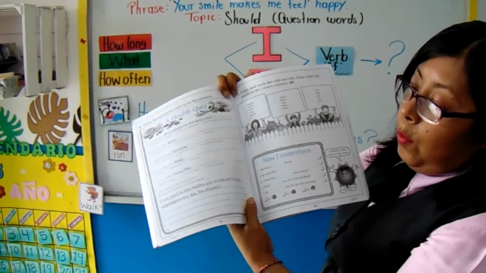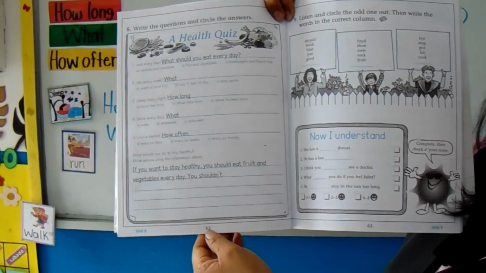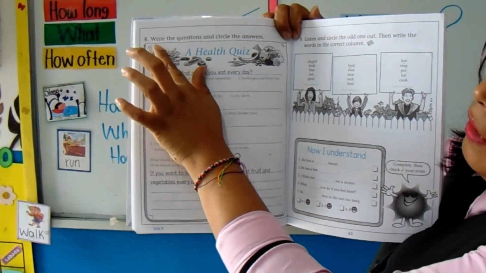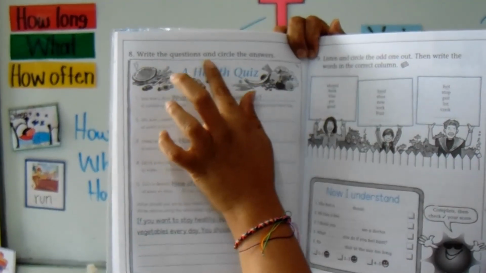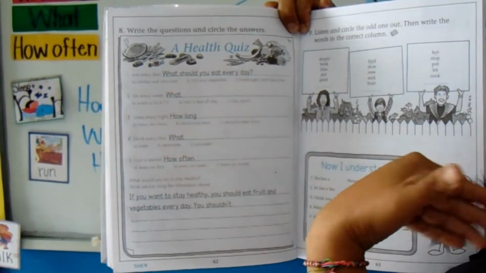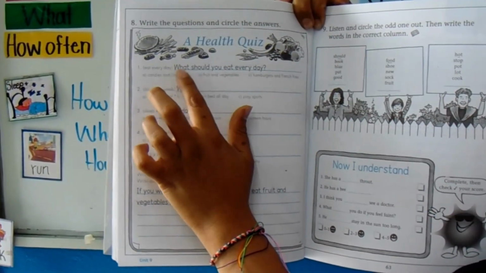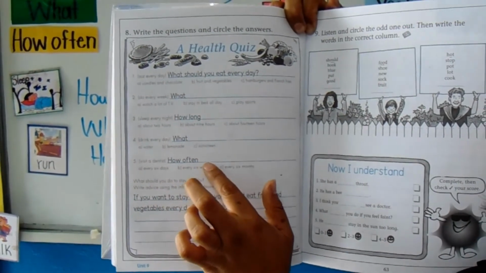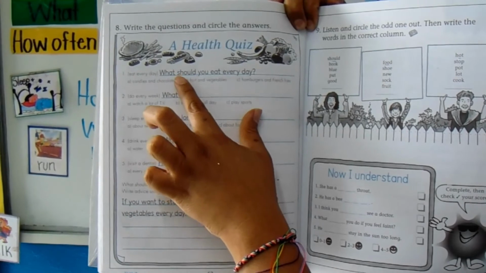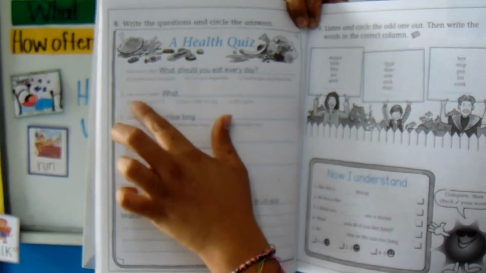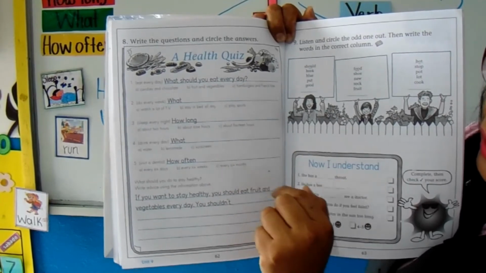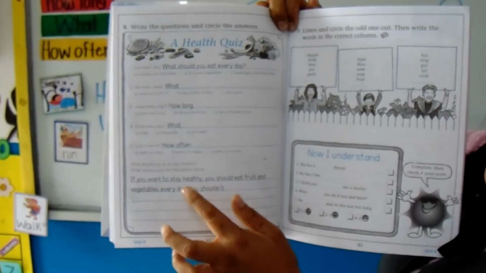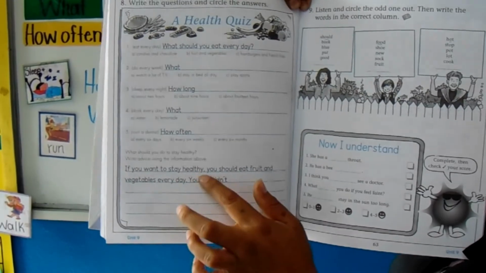Posteriormente, we have to work with the page number 62. And says, write the questions and circle the answers. Escribe preguntas y encierra las respuestas. The same. We have to start with what, how long, or how often. Then we have to write should, and we have to use these verbs. Then we have to complete an answer. We have to choose some answer. And after that, we have to complete the activity.